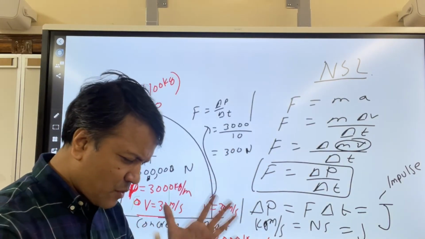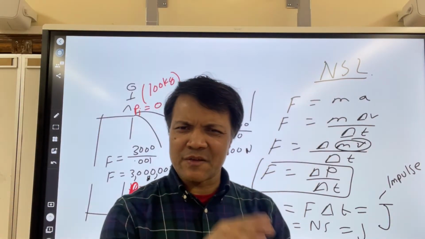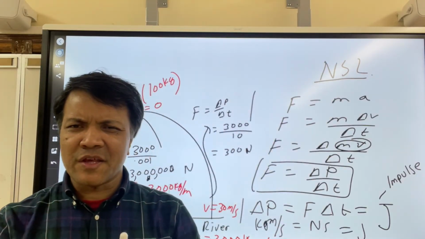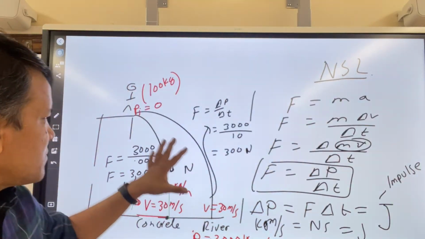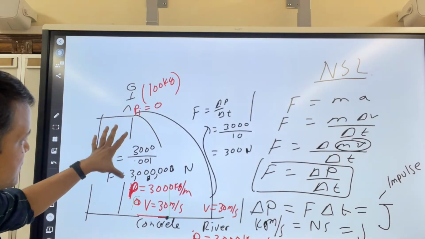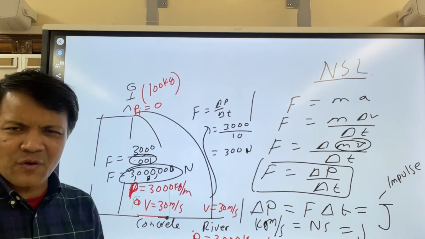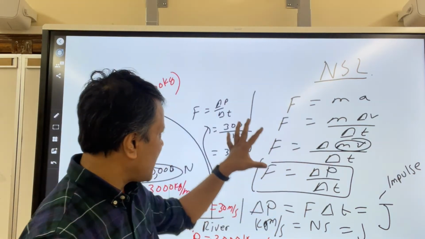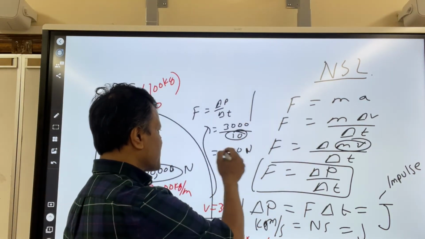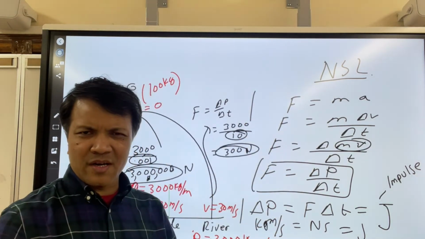When the change in momentum happens in a fraction of a second, there is a big force. The change in momentum happens within a fraction of a second over here. That's why you have a 3 million Newton force. Here the change in momentum happens over a longer amount of time, so we have a smaller force.